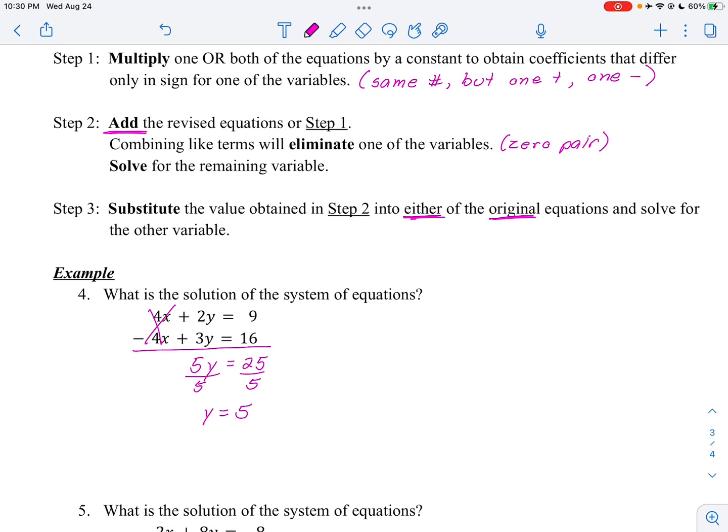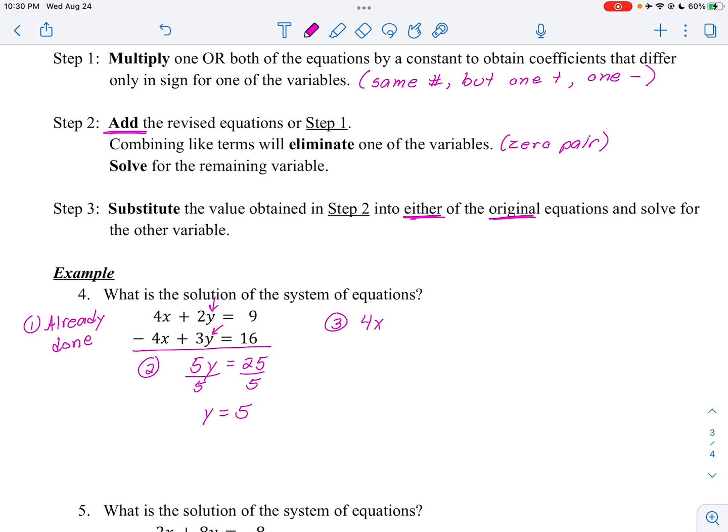So I've got one of the variables. I just need the other one. So now I can take that value that I just got, and I can plug it into either one of my original equations. So I can either plug it in here for y, or I can plug it in here for y. And it doesn't matter which one. I'm going to take the first one because those are all positive numbers. So this was step 2 because step 1 was already done. So I'm now ready for step 3.